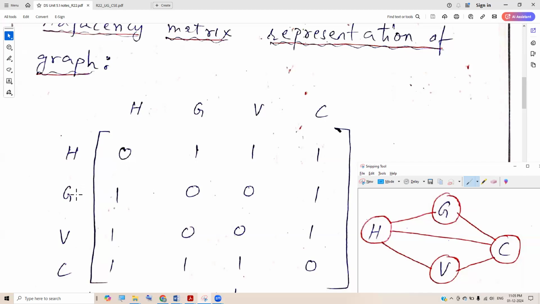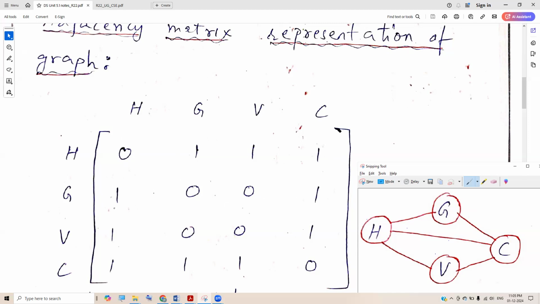Likewise is the case for other nodes. From G to itself, there is no link. From V to itself, there is no link. From C to itself, there is no link. Hence, for this given diagram, all the diagonal elements are zeros. Let us look at the connections for G. G is connected to H and C. So, take the row labeled G and corresponding to H, you put a 1, and the corresponding column for C, you put a 1. Remaining places, we enter zeros.